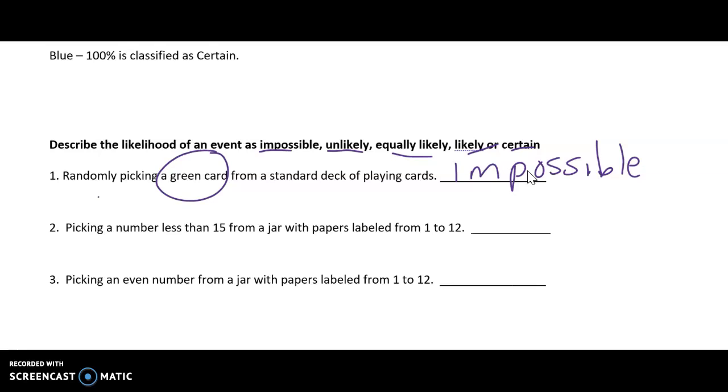Pick a number less than 15 from a jar with papers 1 to 12. Okay, less than 15. So how many numbers are less than 15 in a jar 1 to 12? All of them. So that's certain.